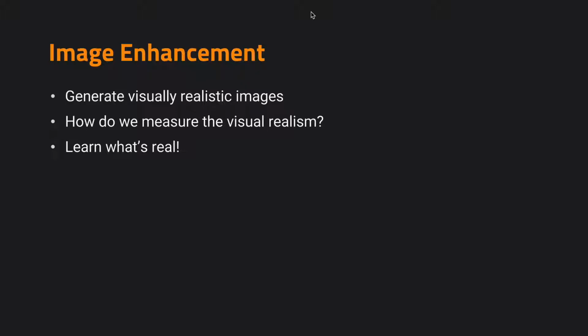The previous study has shown that simple measurement like L2 or L1 distance between pixels does not tell us whether the two pictures are visually similar. And there actually is a solution based on convolutional network, that is to learn what is real. Let's see how we can make this work.